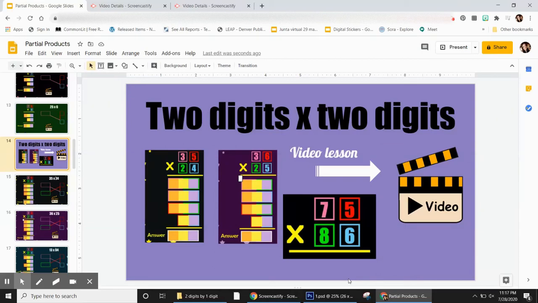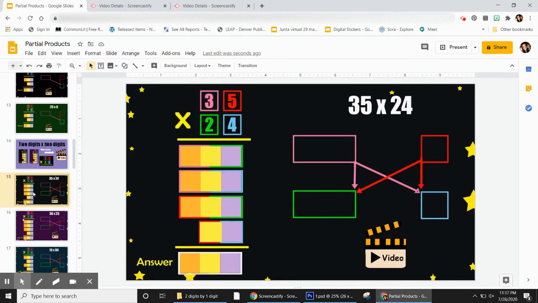Hi, I'm going to show you how to use the partial product strategy to do multi-digit multiplication. So what we have now is a two-digit number and then another two-digit number that you're multiplying together. So let's do this example together.